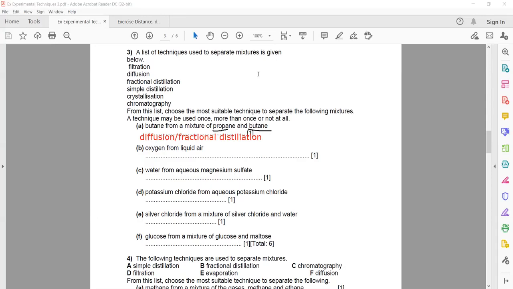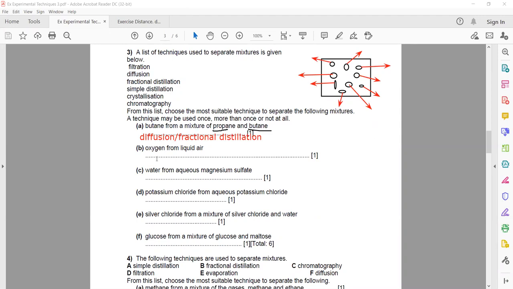So diffusion is not 100% accurate, but it can be used, as the two gases will have different masses, so they will diffuse at a different rate. So what we can do, we can put a barrier, like we have a container. The container is a porous container. Porous means it has small holes, and the gas is inside, the mixture of gas. So which gas will come out first? The gas which is lighter will come out first. And the gas which is heavier will remain in the container for a longer period of time. So this technique is called diffusion, but it's not 100% accurate. Some of the heavy gas will also come out, but it can be used. Oxygen from liquid air.